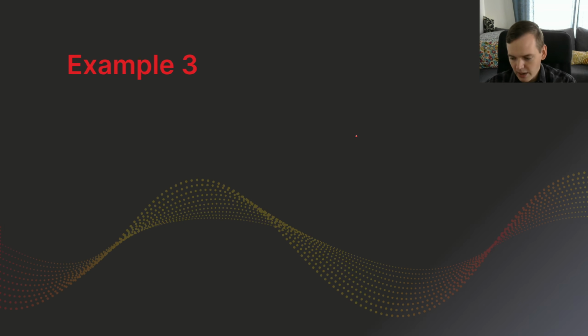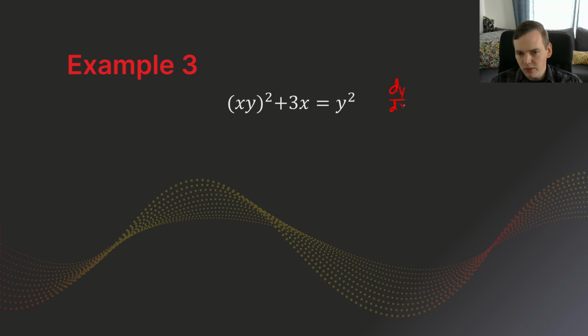Let's take a look at one last example here. And this is xy squared plus 3x equals y squared. And the question is, what's the derivative of y with respect to x? You can try this if you want. It doesn't have sines and cosines to trip you up. So if you want to try, pause it. Otherwise, I will jump in right here.